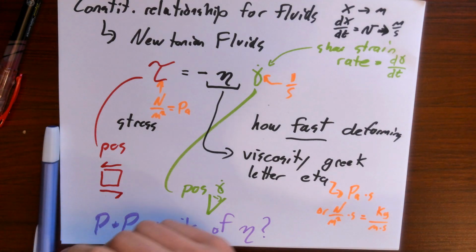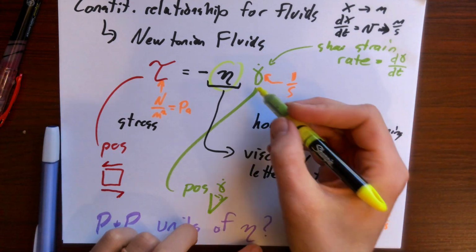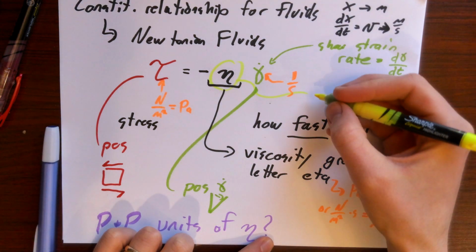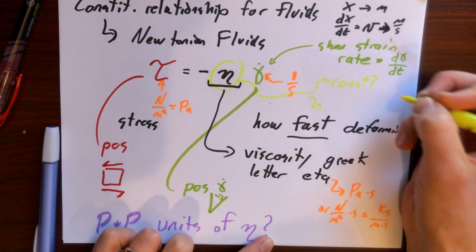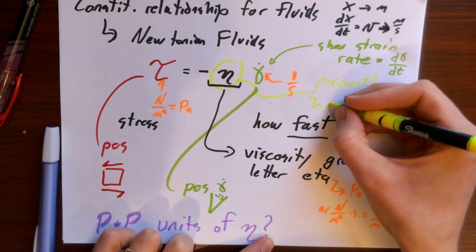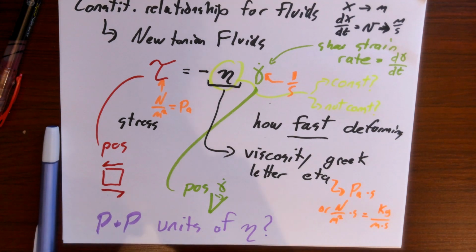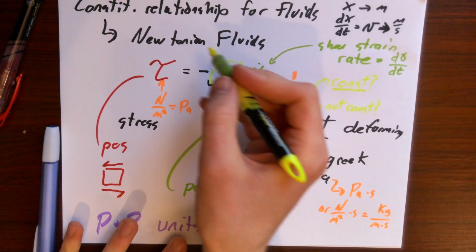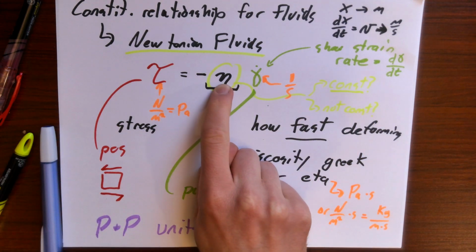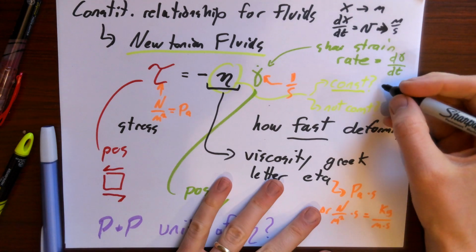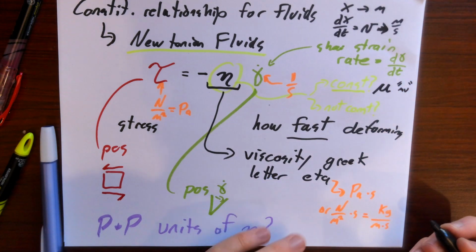All right, so let's add one quick thing about viscosity. We could have two cases for viscosity. One, is it a constant? And the other, is it not a constant? If viscosity is a constant, then we call it a Newtonian fluid. And if it's a constant, oftentimes instead of the Greek letter eta, we give it the Greek letter mu.